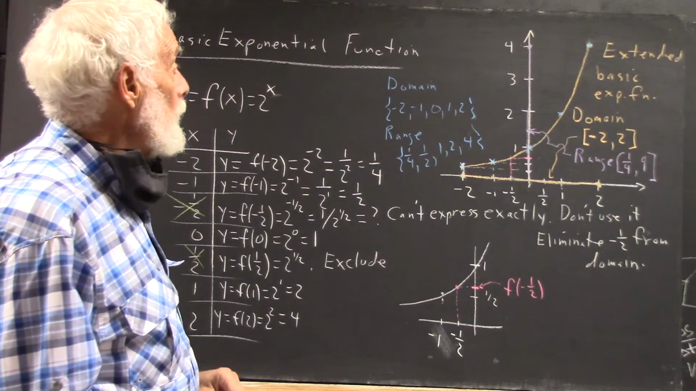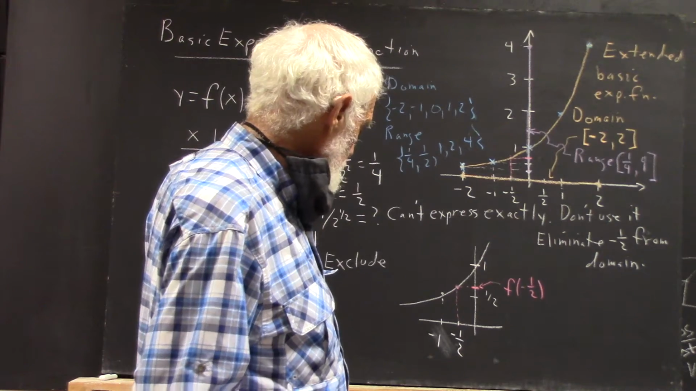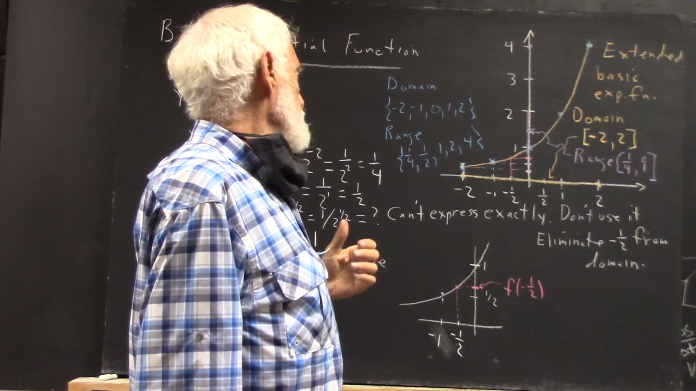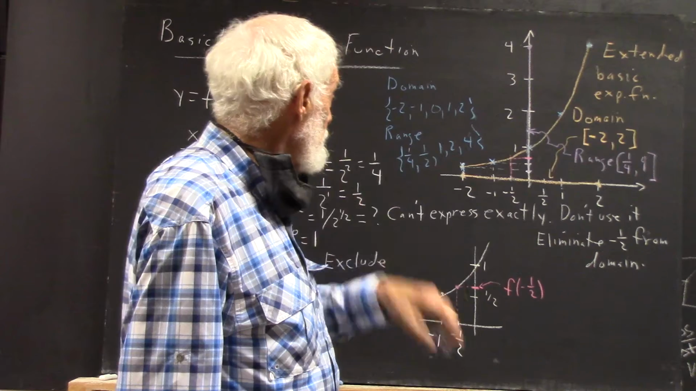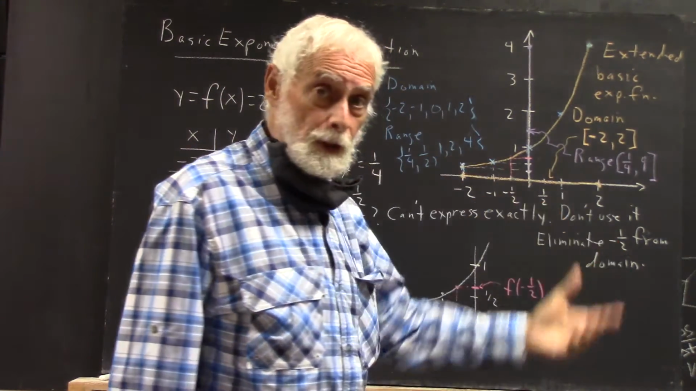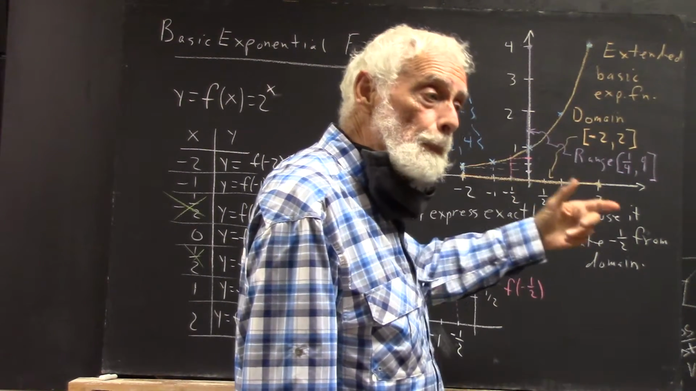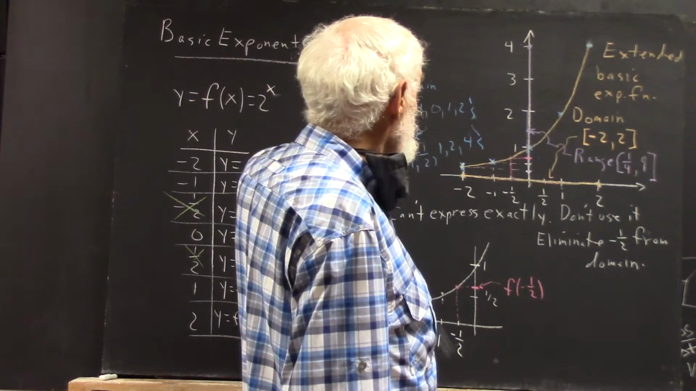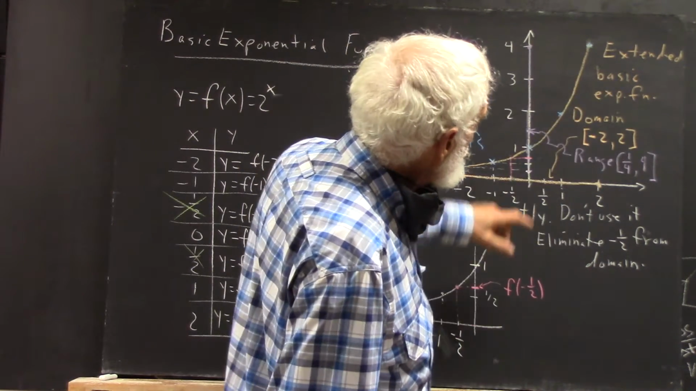Now, we do what I call the extended basic function. Don't use that name in polite society because it's not a standard name, but I want to distinguish the domains and ranges of these, so I use some terminology. Basic function is a discrete function with 5 numbers in the domain and 5 numbers in the range. The extended basic exponential function is the function represented by the smooth curve through these points. That's in orange, that's the color.